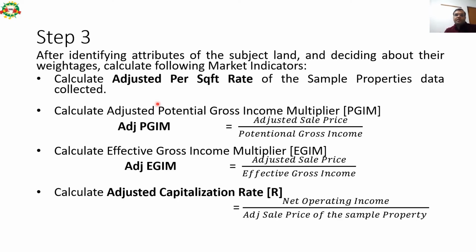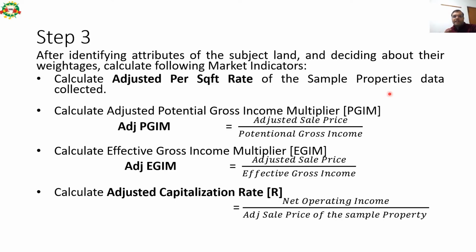So just have a look at this formula and try to understand. So first, step number 3 is that we have to calculate the adjusted per square feet rate of the sample properties. If, say, we have 3 properties, we have to adjust their per square feet rate by adjusting for weightages for the various attributes of the property, as we discussed in step number 1.